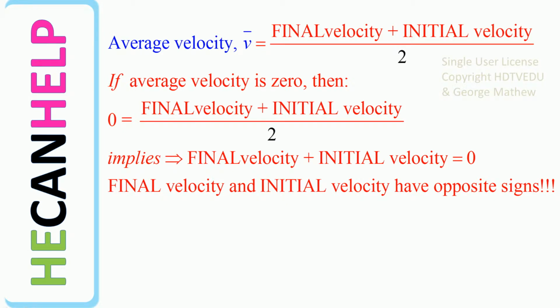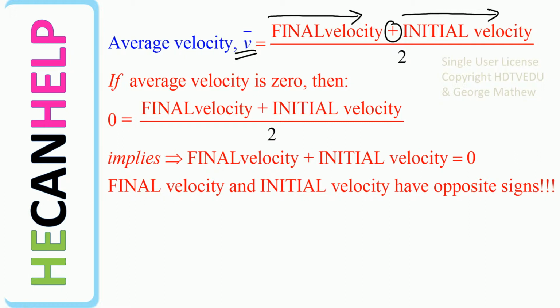So what is the definition for average velocity? Average velocity is not final velocity minus initial velocity divided by 2. Average velocity is final velocity plus initial velocity divided by 2.